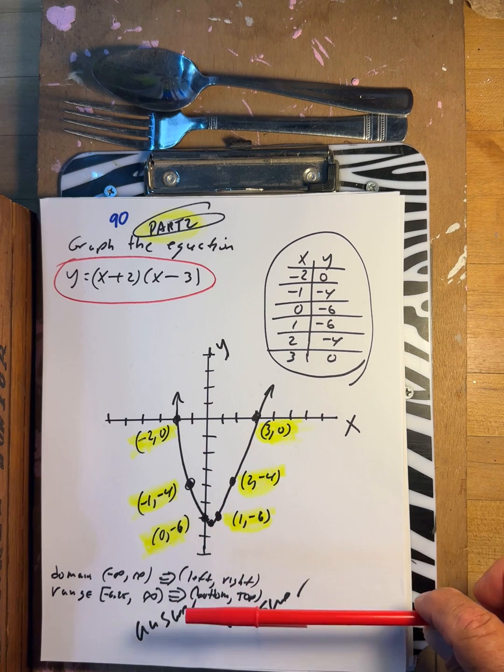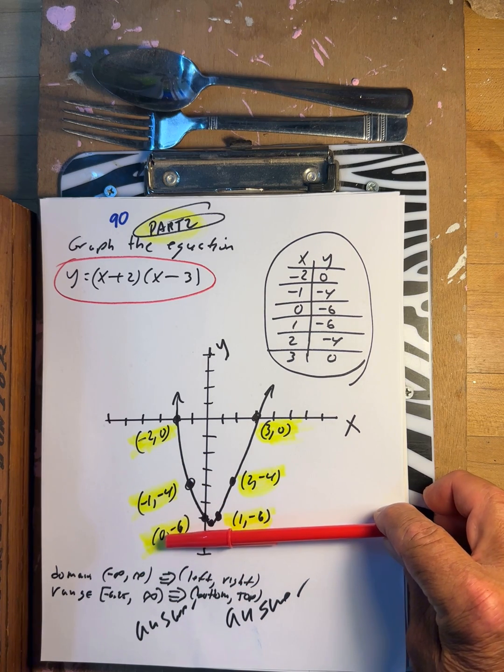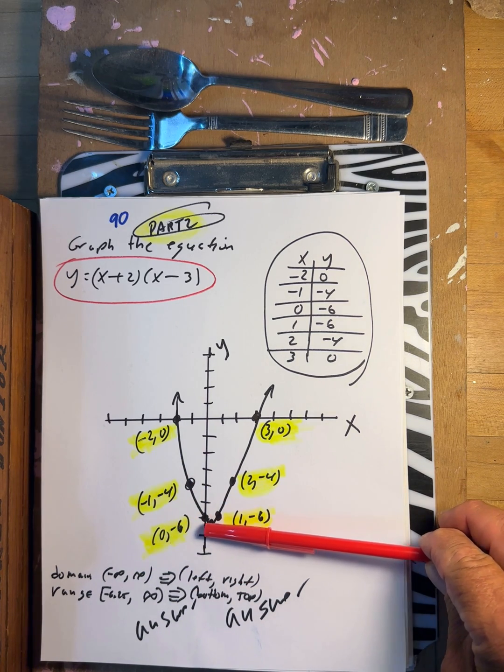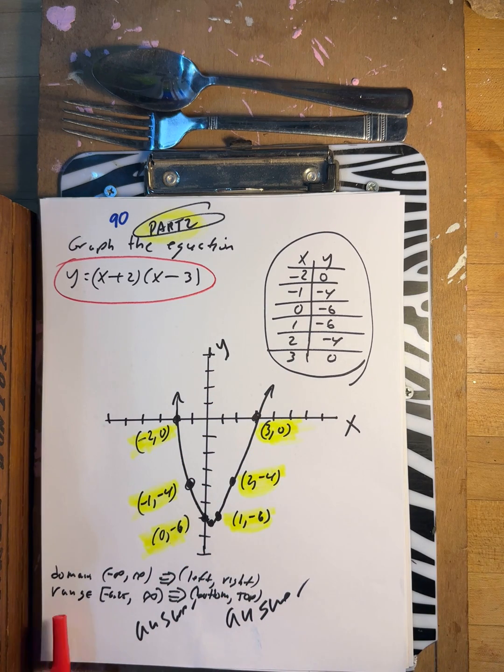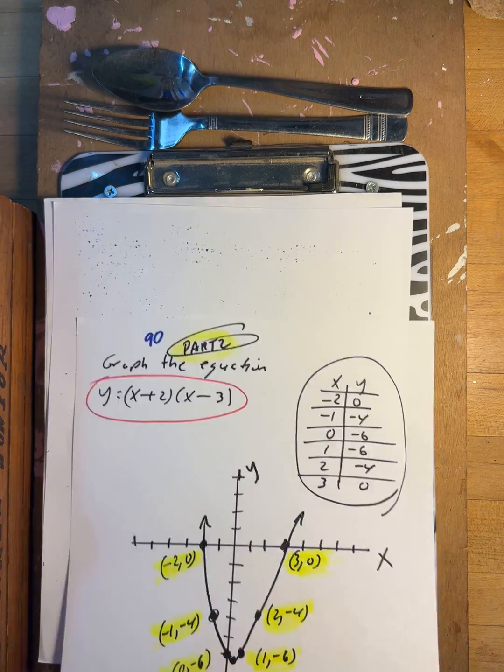So this graph's going to go from the bottom part, which is negative 6.25 right here, up. So the range is going to go from negative 6.25, this spot right here, and it's going to go up. Okay. That's the graph of the quadratic function, a parabola opening up.